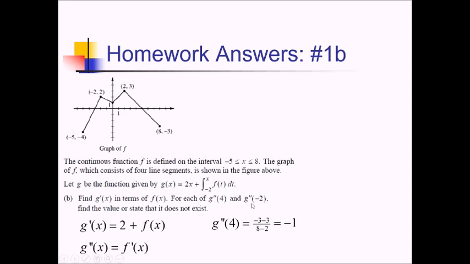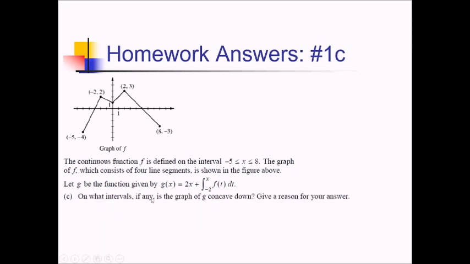Next, we want a g double prime of -2. So here's -2, and we're asking for the slope right there. Now, that's a little trickier because that is a corner. So we actually can't find this derivative because that's going to be undefined at a corner. It's not differentiable. So I'm going to write g double prime of -2 does not exist because f has a corner there.